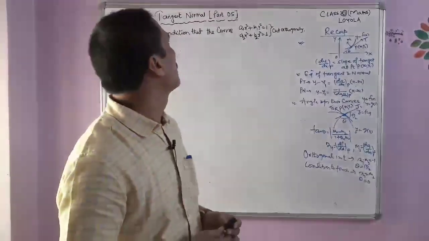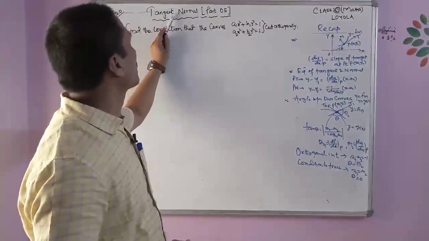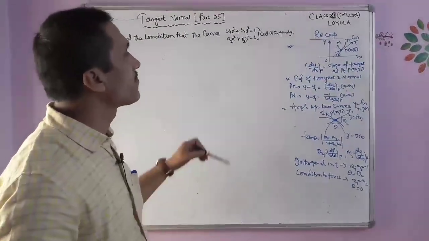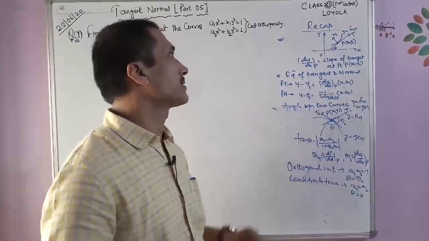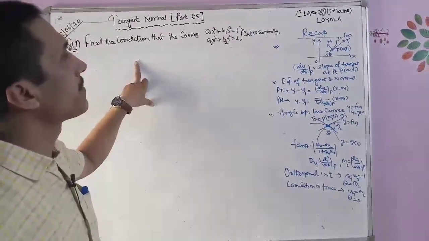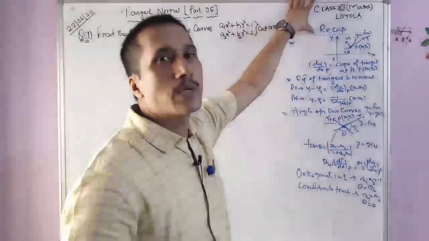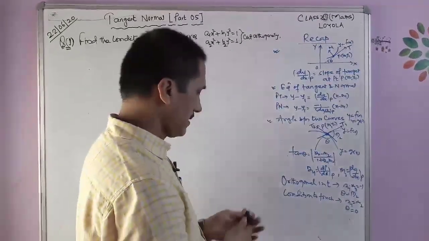This is my fifth lecture on the topic tangent and normal. In previous class, we have discussed angle between two curves. Before doing questions, we first recap important results of this chapter again.